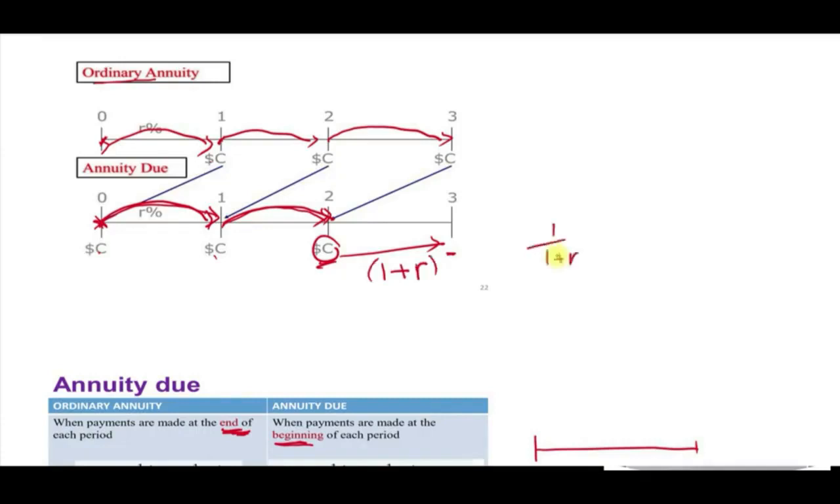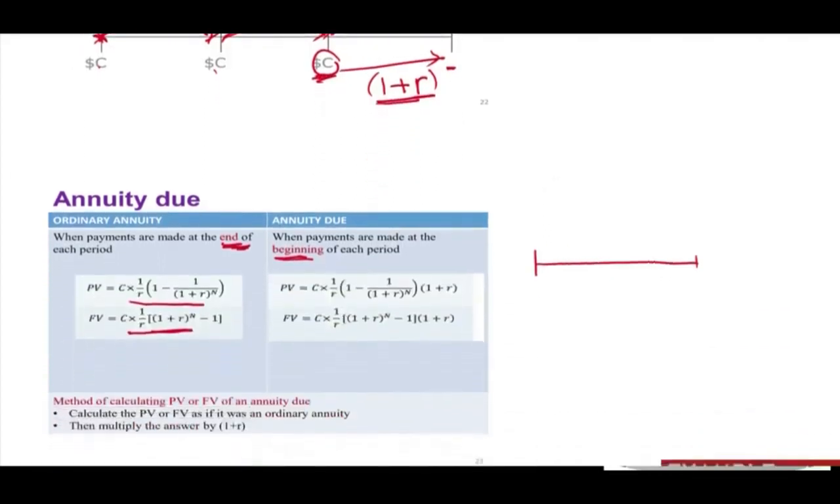1 by 1 plus r is discounting, but we are saying compounding, so that's why we need to do 1 plus r. So this cash flow is not compounded for the third period, so that's why we need the adjustment in the formula, whether it is present value or the future value. So one cash flow is not compounded, so we have to compound it. So simply we are going to use this formula first.